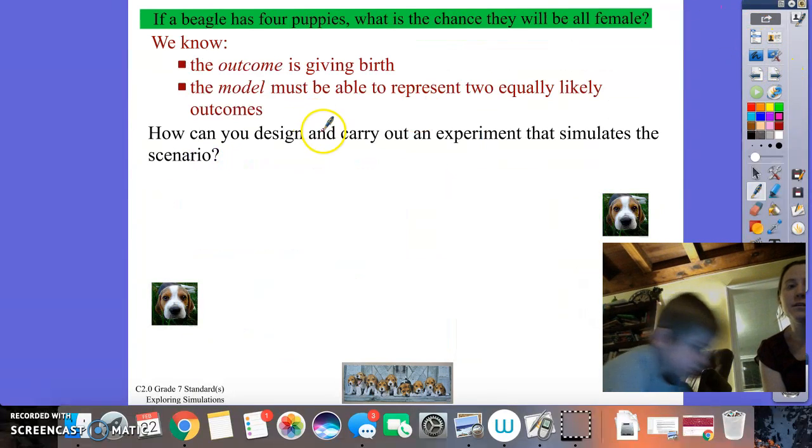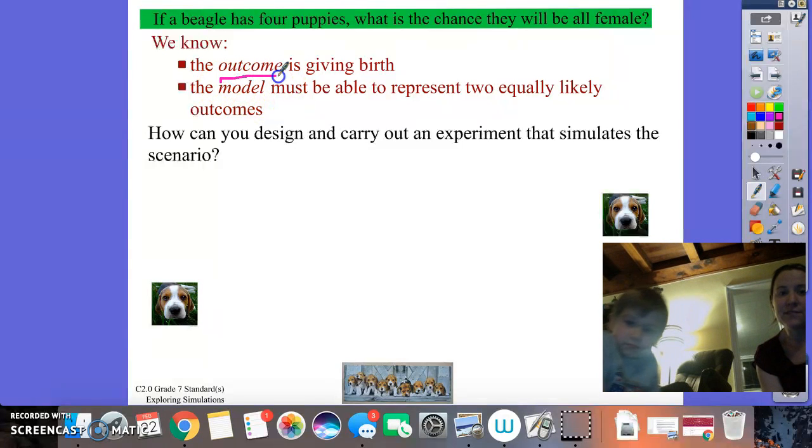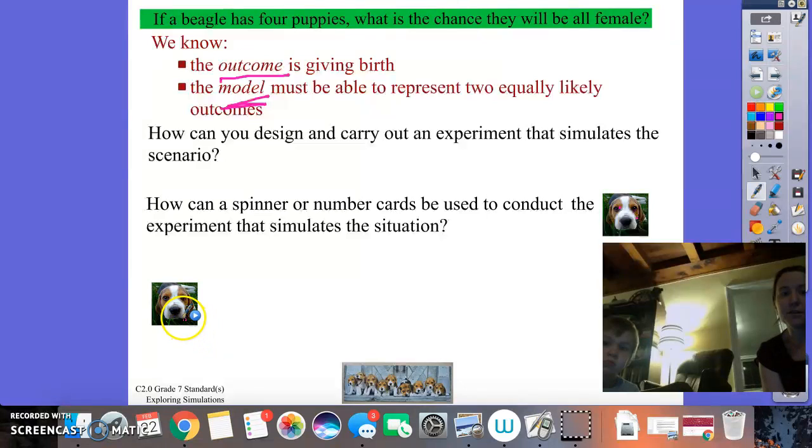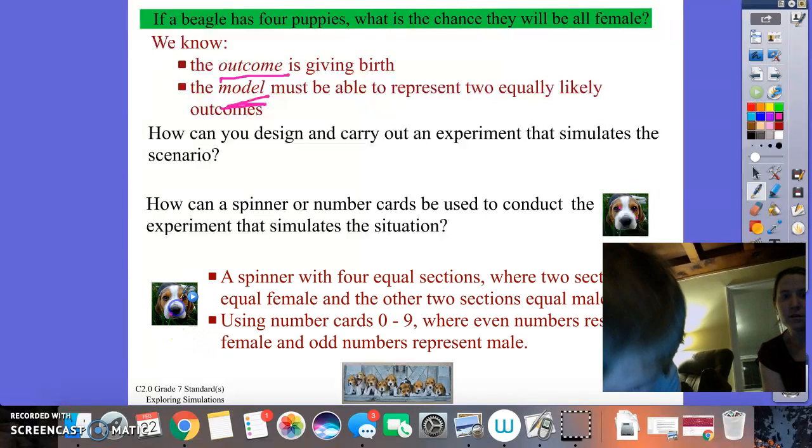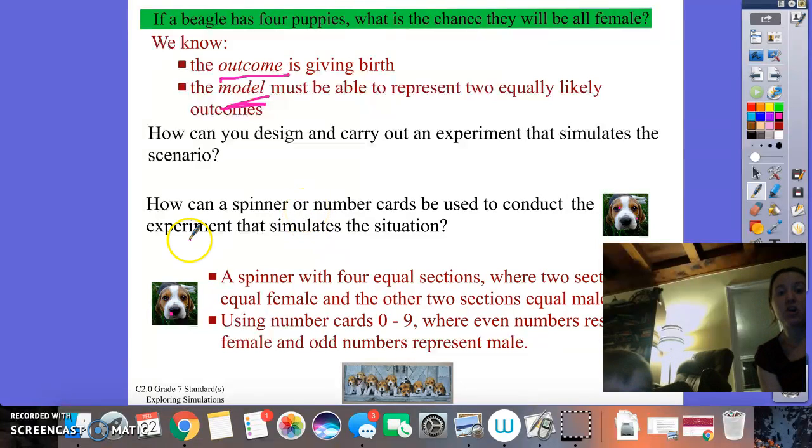So, we know that the outcome of this event is this dog giving birth to either male or female puppies. And we have to have a model that's able to represent 2 equally likely outcomes, like we were just talking about with some of those manipulatives. And so a couple of good choices would be using a spinner, where we've labeled half of them male, half of them female. Using cards labeled 0 through 9, where even numbers represent female and odd represent male.